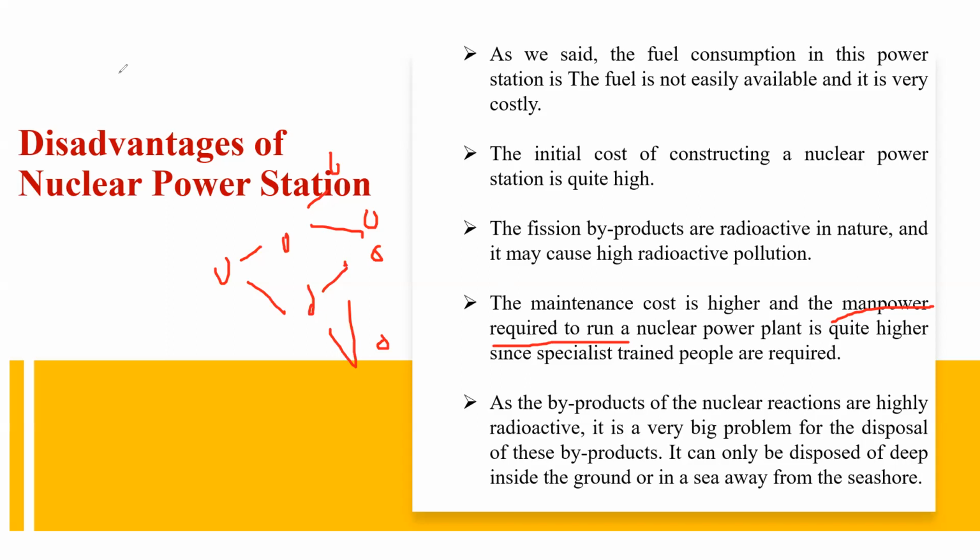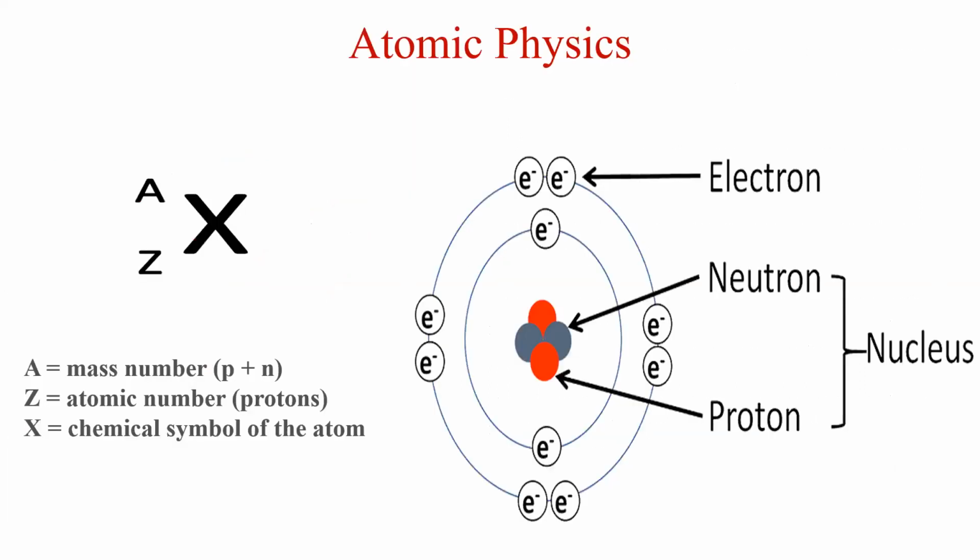Okay, now we start from the basic concept. The basic concept, as we see, is nuclear fission reactions. In nuclear fission reactions, as we see, there are elements. If you consider elements, the element is formed by the atom.